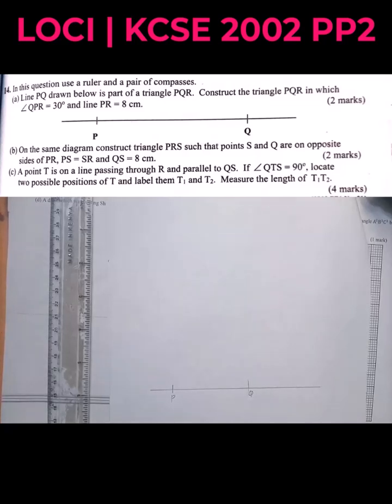In this question, use a ruler and a pair of compasses. Part A, line PQ drawn below is part of a triangle PQR. Construct the triangle PQR in which angle QPR is equal to 30 degrees and line PR is equal to 8 centimeters. So we'll begin with that. So line PQ is there.